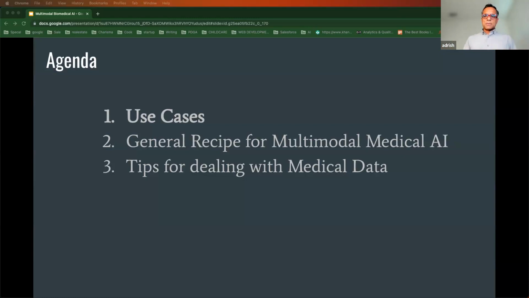So I'll describe a little bit of the recipe that I've seen in the recent papers, and some of the thought process behind how this field is moving towards much more interactive AI. And the third is I thought it would be useful to discuss some of the nuances of medical data and some of the challenges we might face in validation and verification of any AI, including multimodal AI.